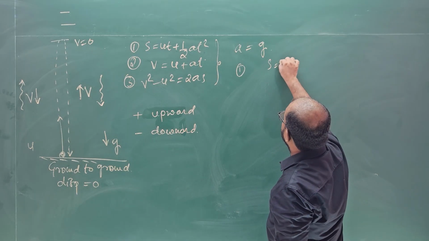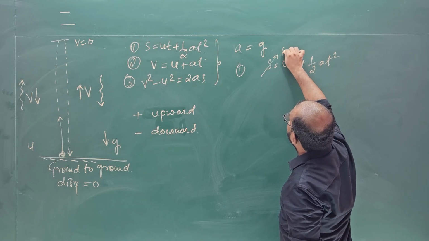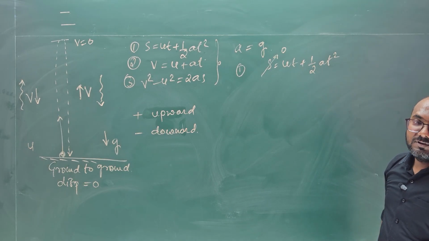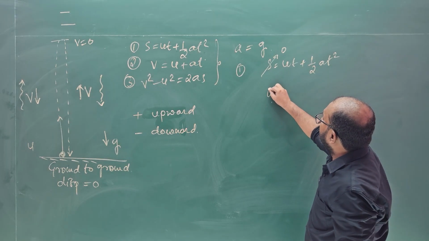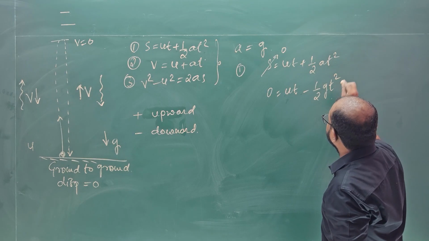So, S is equal to ut plus half at square. I am saying that the ground to ground displacement is what? 0. With what velocity have we thrown the object? U. So, 0 is equal to ut minus, can I write, half gt square.